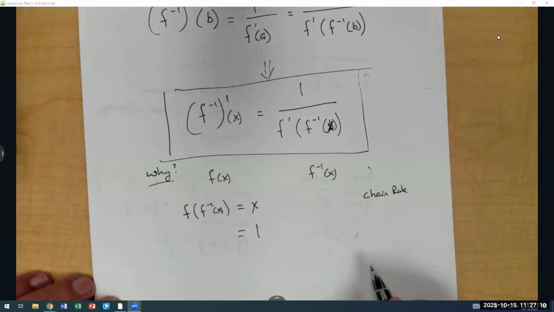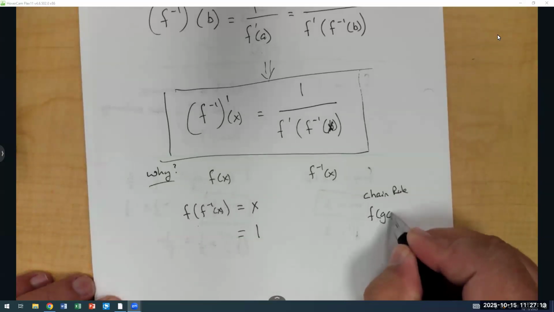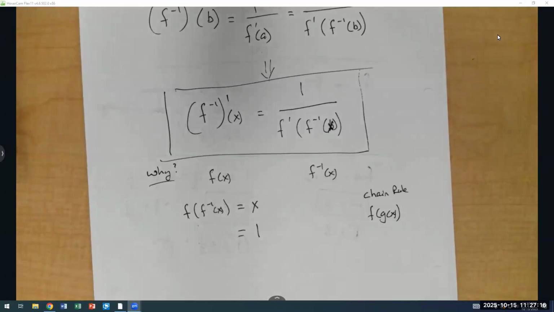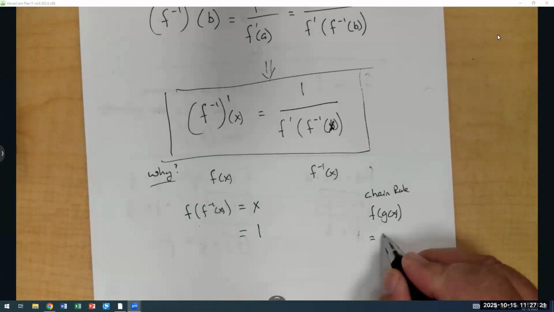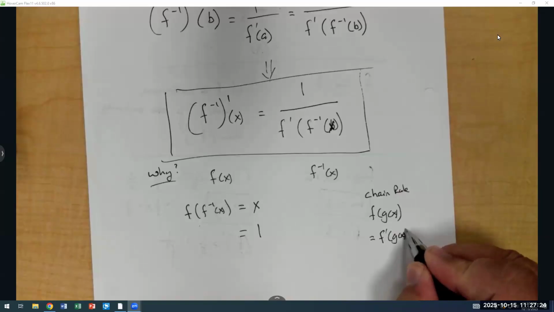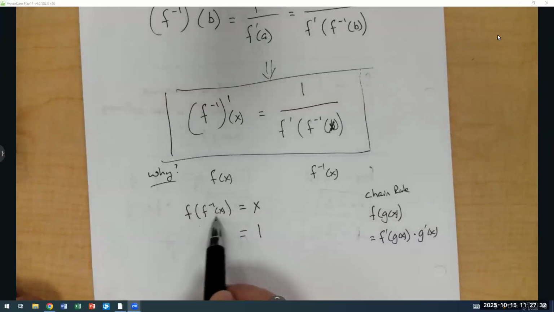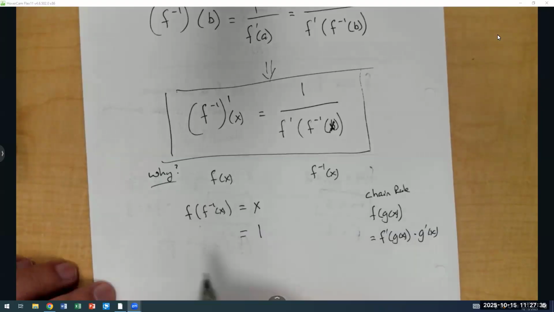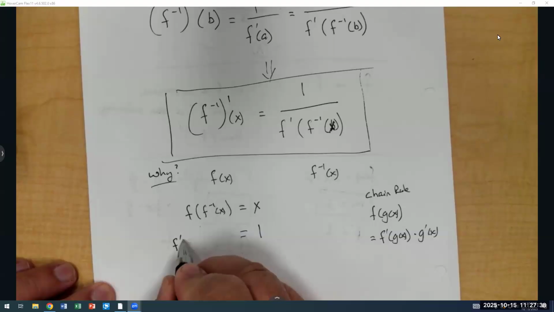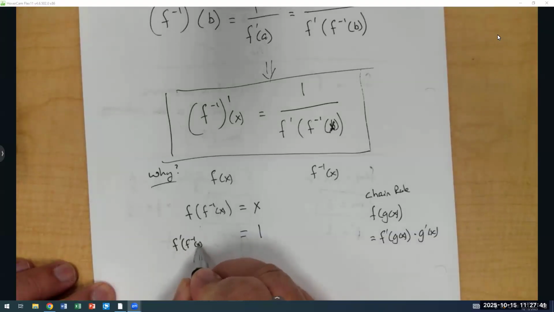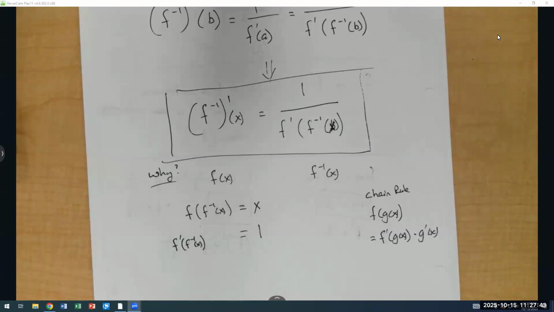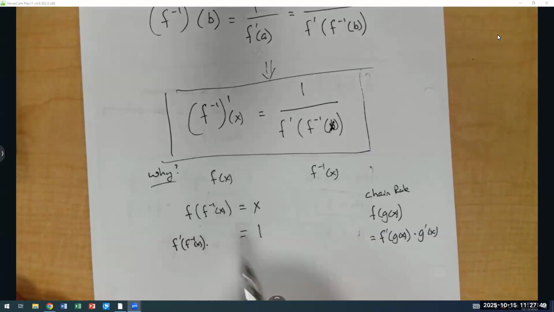Right. We have to use the chain rule, which applies whenever you have a function within a function. And remember what that one was. It was f prime of g of x times the derivative of g of x. So inside here, what do we have? We have f prime of f inverse of x times the derivative of the inside.